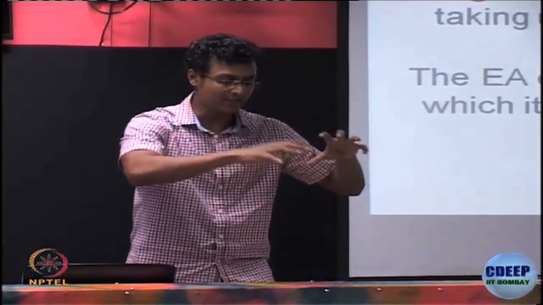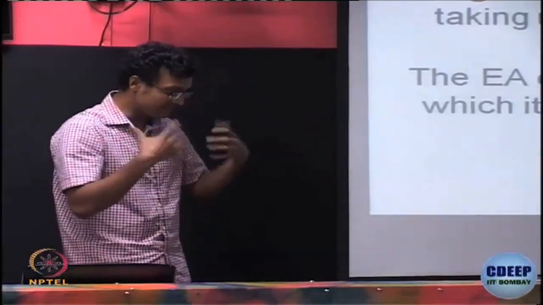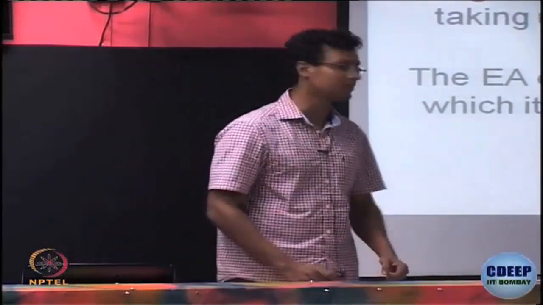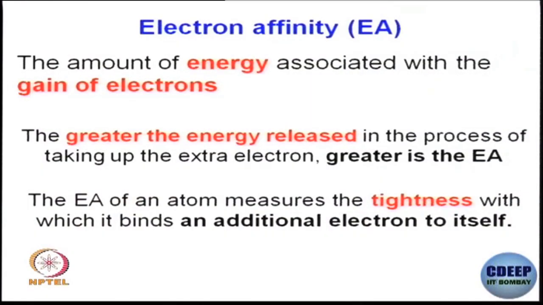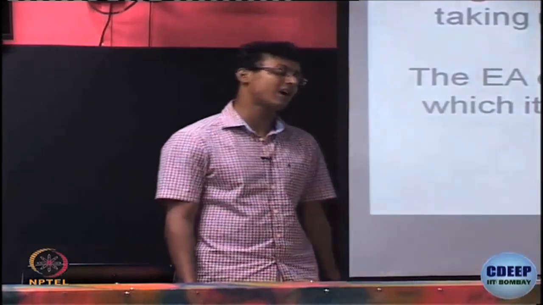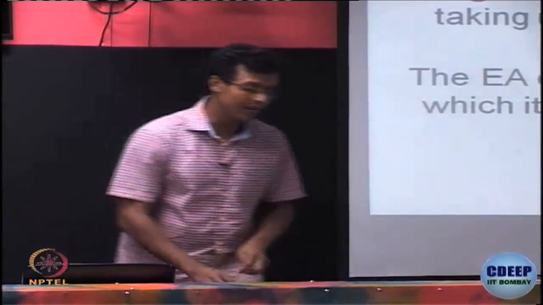The system is going to allow it quite easily, and the energy will be released quite a lot, right? So, the greater energy will be released. The electron affinity of an atom measures the tightness with which it binds an additional electron to itself. So, it is a neutral condition. From there, you want to put one more electron to it, and what type of interaction you are going to have with the existing system, that is your electron affinity, right?